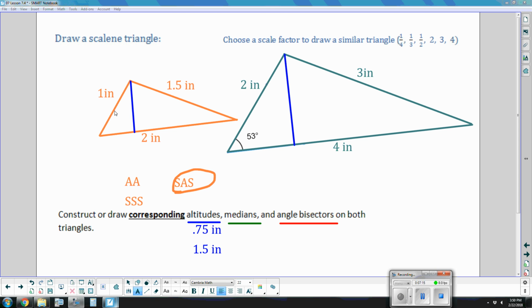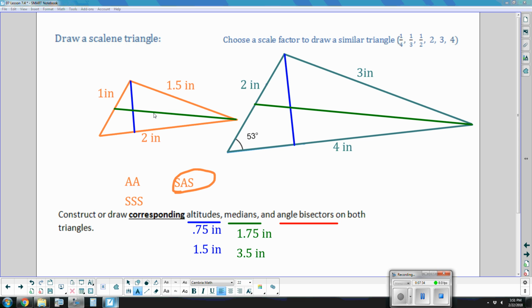So I started with my altitude, and each of my altitudes comes from this top angle. When I measured them, my altitude in my small triangle was 0.75 inches, or 3/4 of an inch, and then my larger altitude was 1.5 inches.